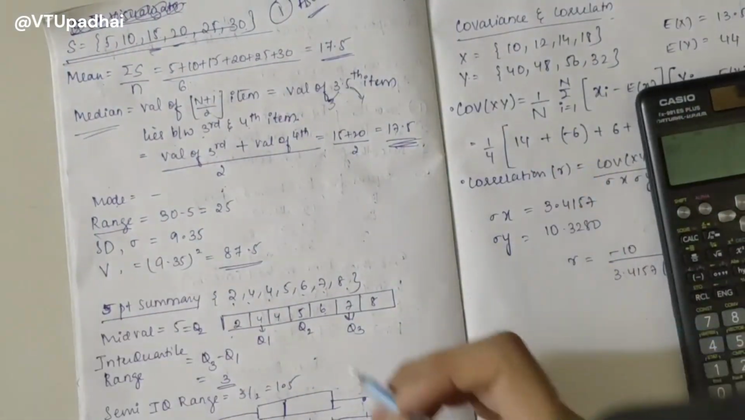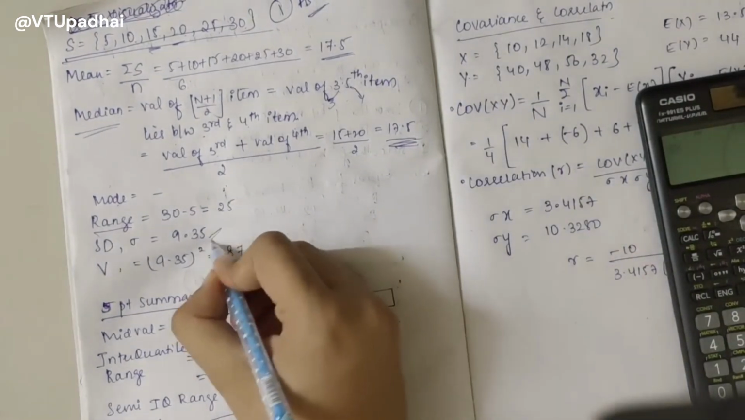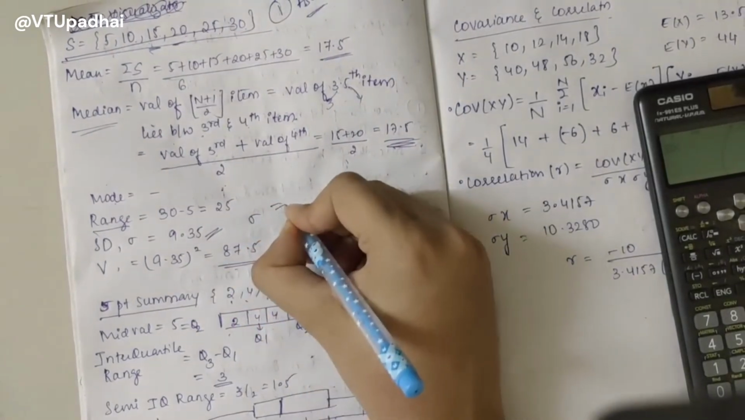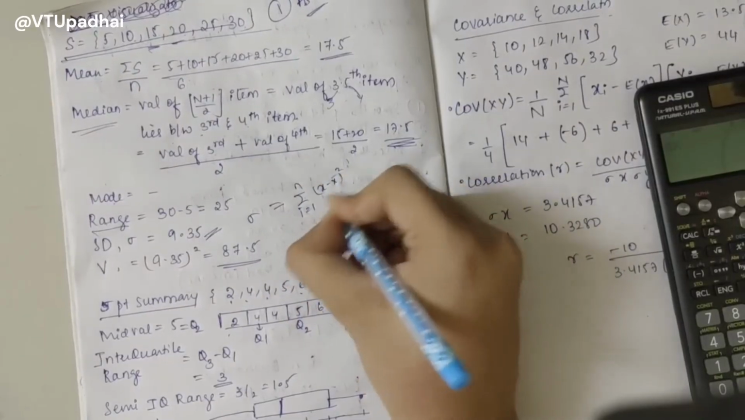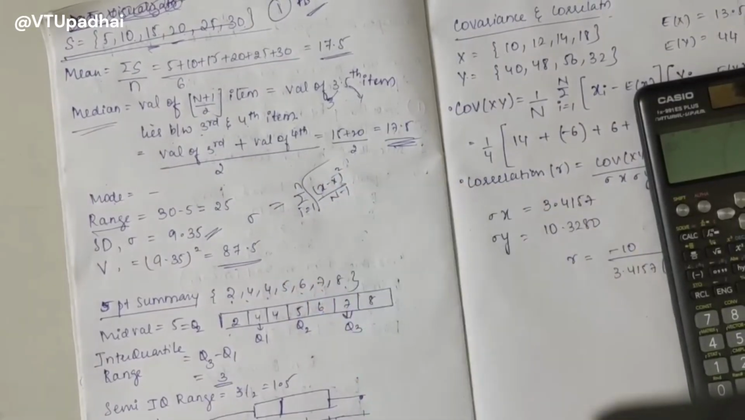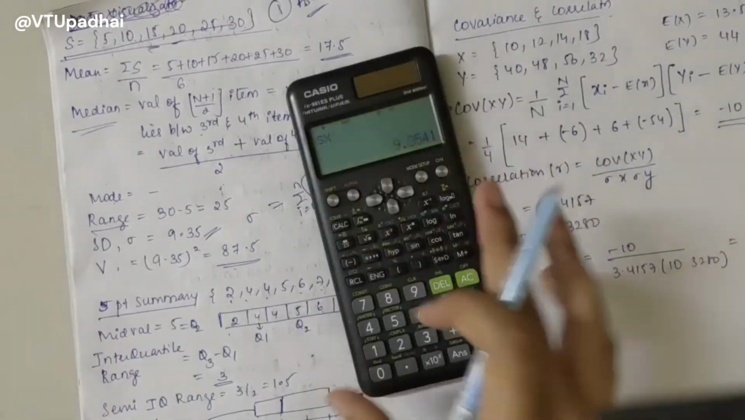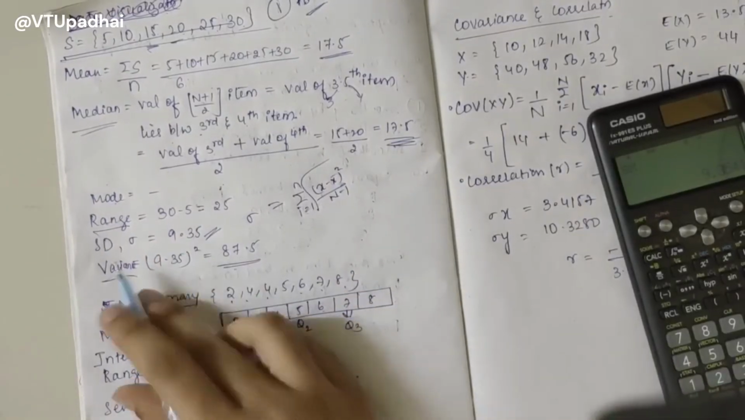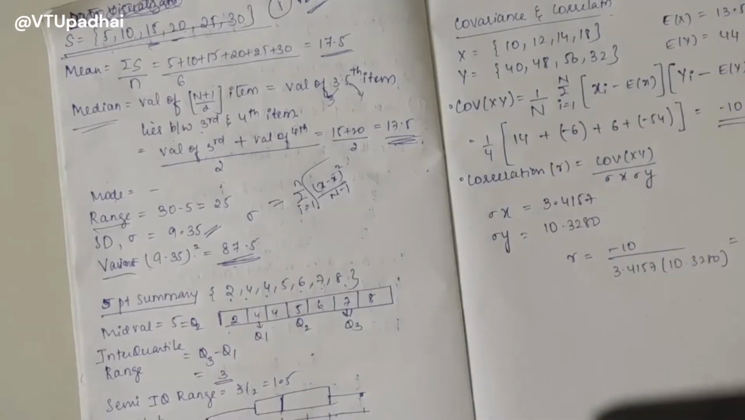So you get 9.3541. Even if you calculate it using the traditional formula, you get the same 9.35. So sigma is equal to the square root of summation i equals 1 to n of (x minus x bar) whole square by n minus 1. This is the formula for standard deviation. Instead of substituting the values here, directly calculate it using the calculator. Then for variance, it is the square of standard deviation. So 9.35 squared, I get 87.5.